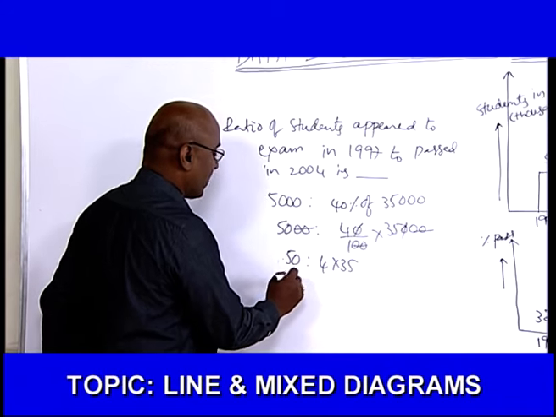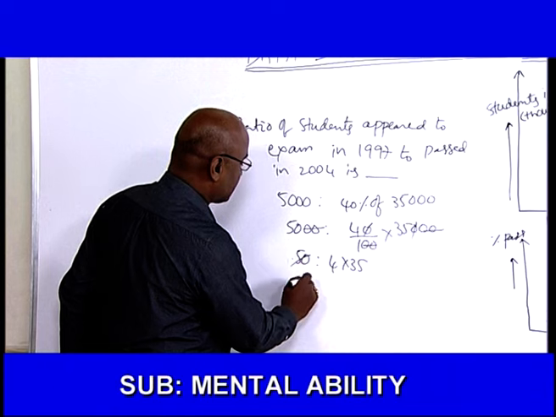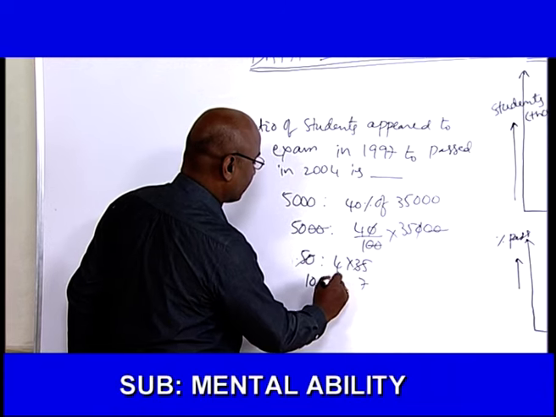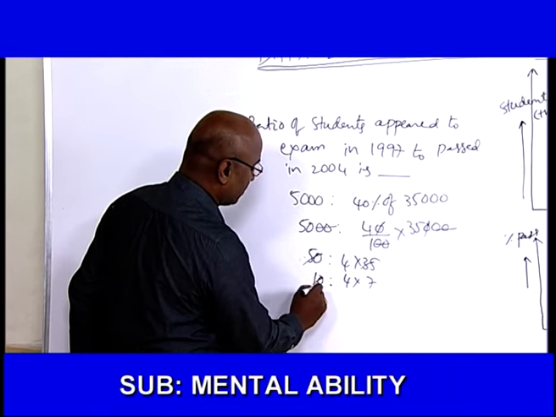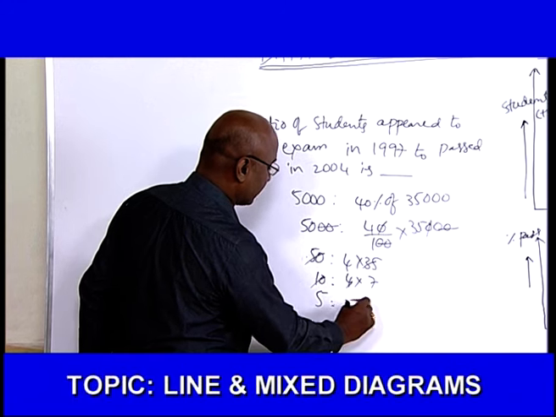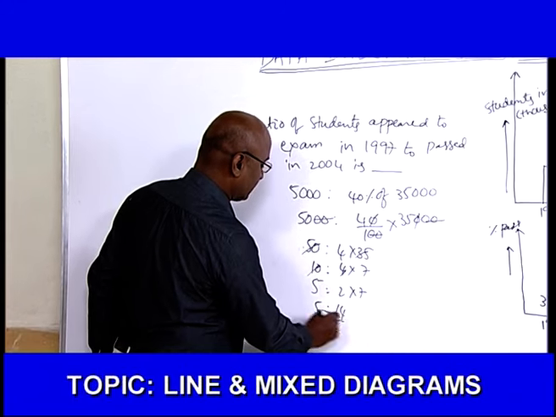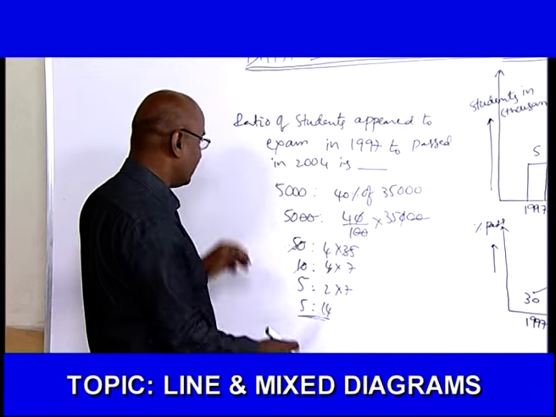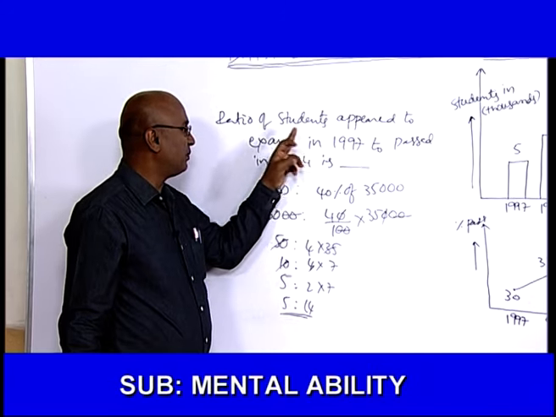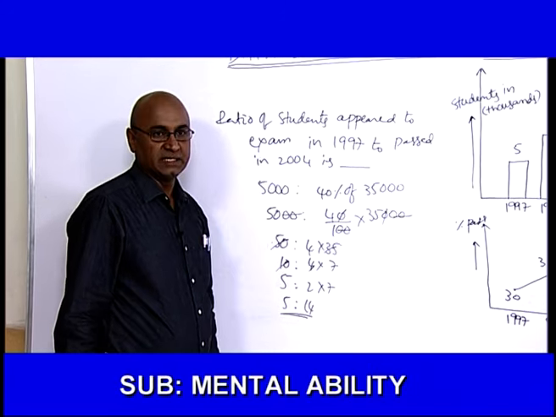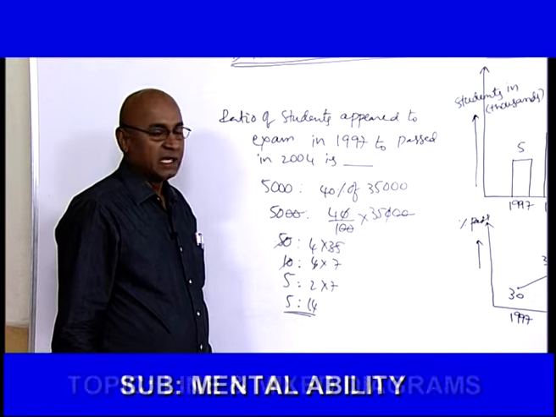That is equal to, 5 tens are 50 and 5 sevens are 35. So that is nothing but 2 5s and 2 2s into 7. That is equal to 5:14, the required answer. So the ratio of students appeared in the exam in 1997 to passed in 2004 is like this.